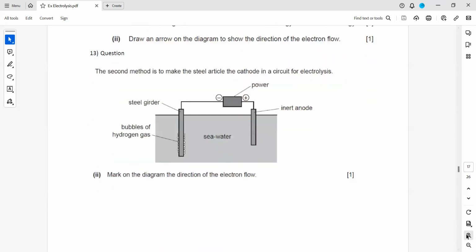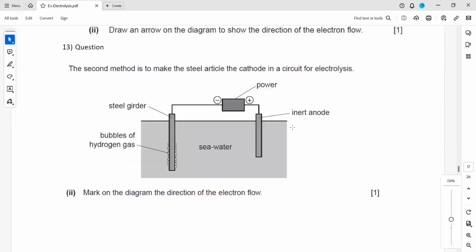In question 13, the second method is to make the steel article. The cathode is an electrode in a circuit of electrolysis. Mark on the diagram the direction of electron flow. So how do you represent the electron flow in electrolysis?